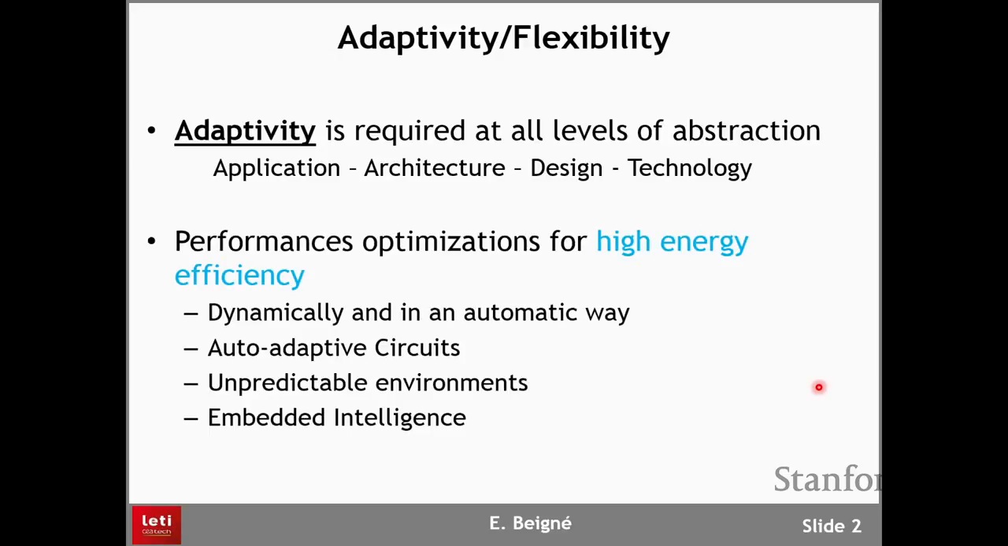So for this, what you want is high energy efficiency. It means that you don't necessarily want to push the speed or reduce power, but for a certain speed, you want to have the minimum power. Of course, ideally, you would like to have this in an automatic way, dynamically, because these variations are happening dynamically during the computation. It can be static, but most of the time, if you can modify and adapt your system dynamically, you have a huge gain in energy. Of course, this is what we can call auto-adaptive circuits. It's the optimal way to do it.